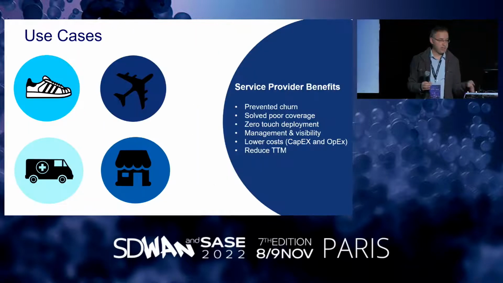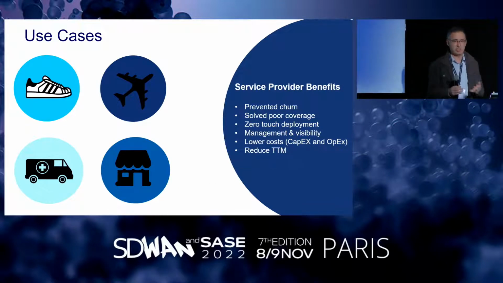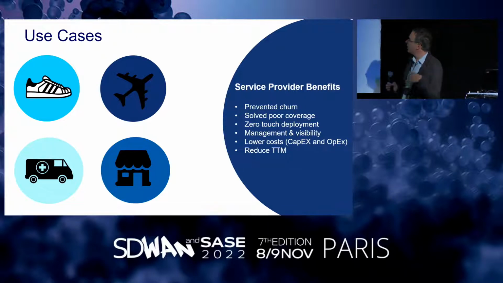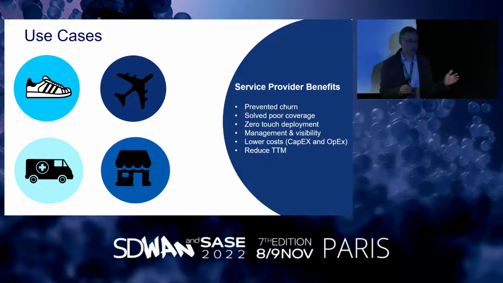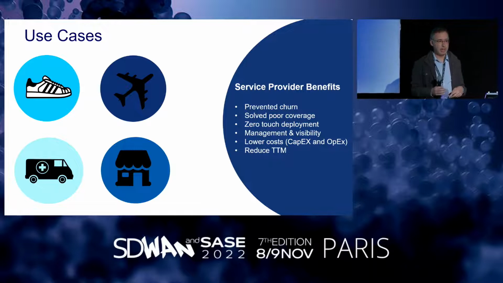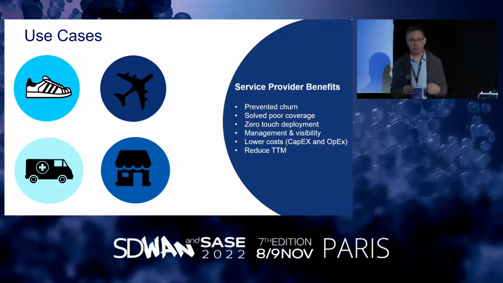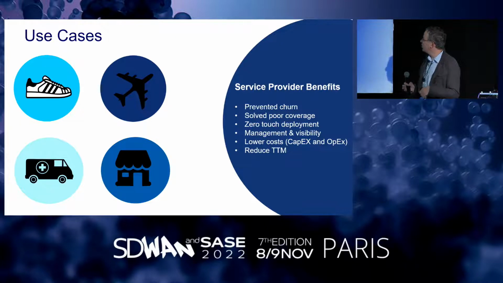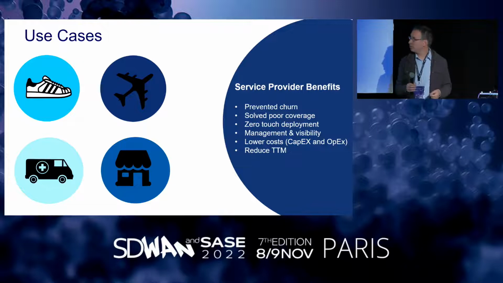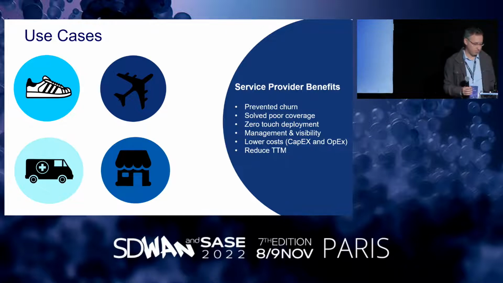So the benefits of BBT solutions and for SD-WAN in general to the service provider are quite apparent. I think that everyone here in the audience knows that. We prevent churn of customers between different providers. We solve the poor coverage of remote areas or malls and stuff like that. Zero-touch deployment is very important because there is a massive amount of network devices that need to be deployed, sometimes at once. Management and visibility, which is very important to our customers. Lowering the cost, which is always good. And reduced time to market, which is always good as well.